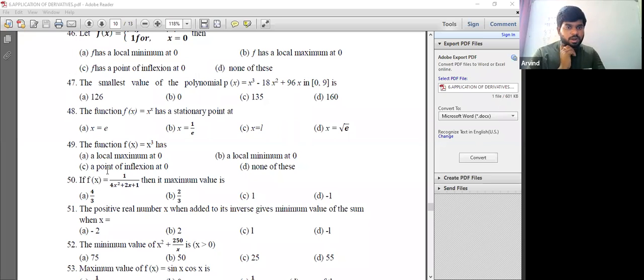So the question is x is equal to 1 by e. The function f of x is equal to x bar x. Simple, we differentiated it. Y dash is equal to 0. The function f of x is equal to x cube has a point of inflection at 0. That will be the answer.